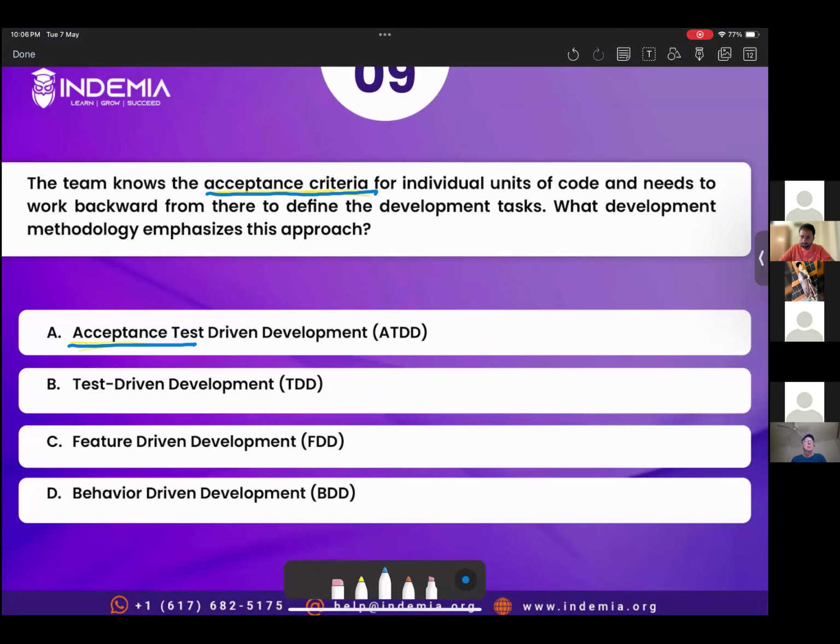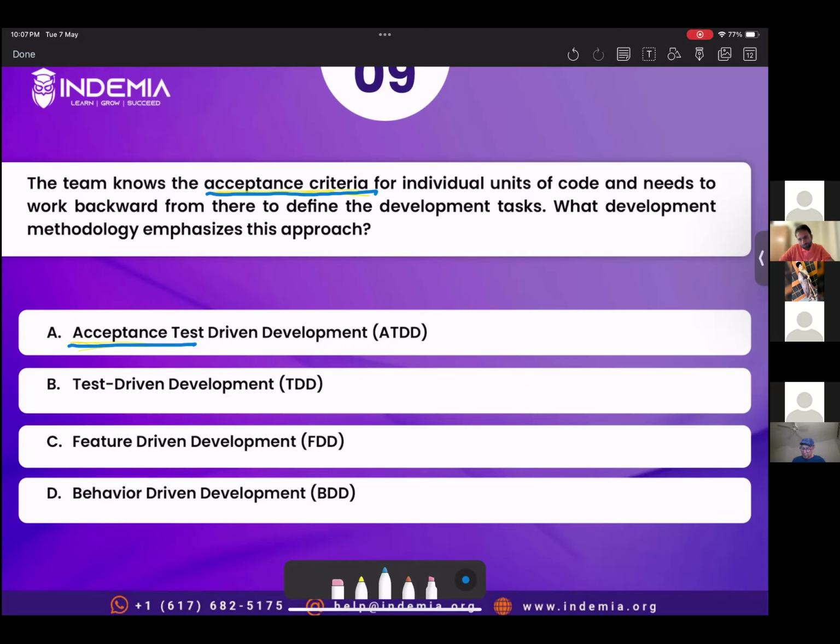Okay, Mohan, you have chosen option B. Yeah, I chose test-driven development primarily because, by definition, the test is written first, and then you write the code and you test the code to evaluate if the acceptance criteria is met. Right. Thank you. So you're saying first we write the test, then we write the code. So the same is happening here. So it is called test-driven development. So that's why you have chosen B, right?